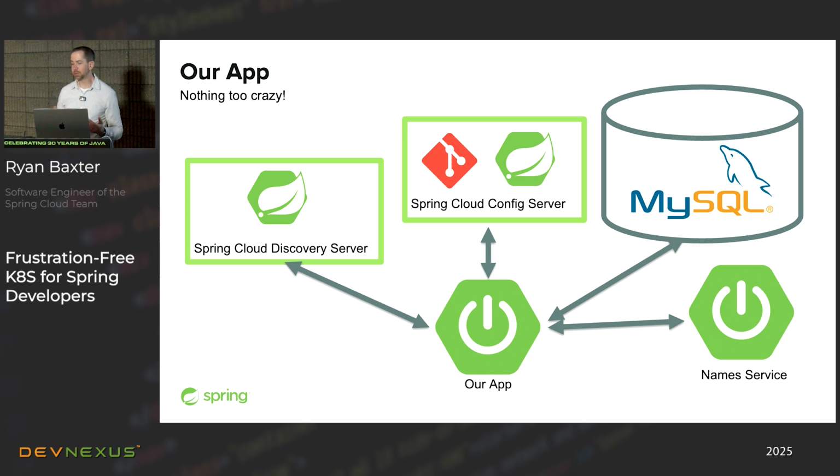The list of movies that we get to pick from is going to be persisted in a database, in this case a MySQL database. And because we're good cloud developers, we're going to externalize all of our configuration to a config server that uses Git. We're also going to use the Spring Cloud Discovery Server to look up the location of this name service, because it could be changing every now and then. So this does a little bit more than your normal Hello World application. There are a lot of moving pieces, so getting this to run on Kubernetes can be a little more challenging than just getting a single application running on Kubernetes.